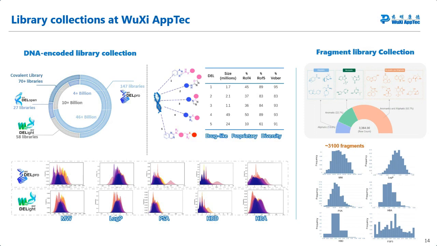And from the right side of this slide, you can see our 3000 fragment library. Each fragment in this library has been verified by LC-mass to guarantee their quality. And all these fragments follow the components of the rule of three, so the quality of this fragment library is guaranteed.